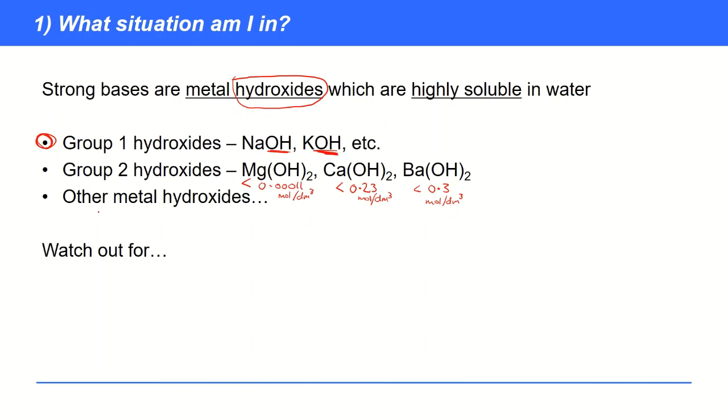So other metal hydroxides tend to be insoluble. You might remember back to doing experiments where you actually precipitated some of these hydroxides, like iron hydroxide, copper hydroxide. They tend to be very, very insoluble. So really we're sticking mainly with things like sodium and potassium hydroxide.